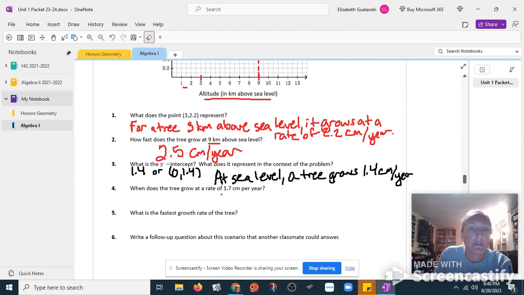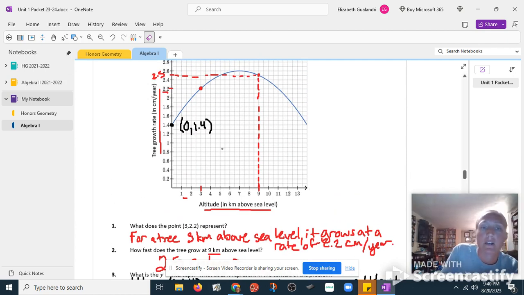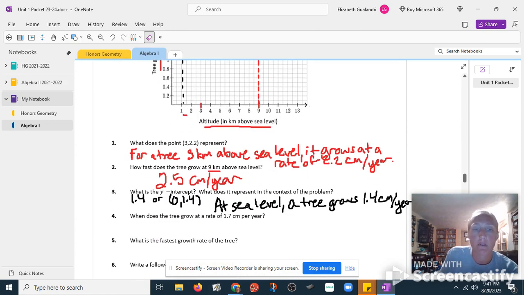Okay. When does the tree grow at a rate of 1.7 centimeters per year? So we're going to go over here to the tree growth rate, which is on the y-axis, and we're going to find 1.7, which is going to be between my 1.6 and my 1.8, and we're going to trace that over. Now here's where it's going to be interesting, because when I trace that over, I'm going to run into the graph here, but I have to continue to think, because if I keep going, I am going to run into the graph over here as well. So I've got those two different points on the graph that come up, and I'm going to be able to answer two different answers. So if I find this and I trace it down, follow it down, I end up with one what? It's 1 kilometer above sea level.